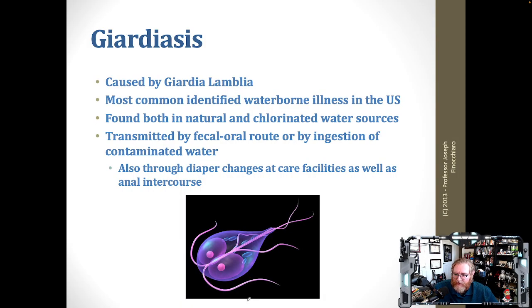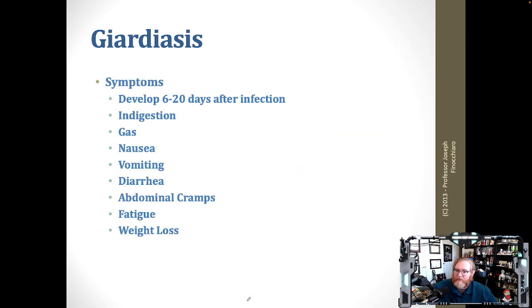Giardiasis, caused by Giardia lamblia, is the most common identified waterborne illness in the United States, found both in natural and chlorinated water sources, and is transmitted by the fecal-oral route or by ingestion of contaminated water. It can also be contracted through diaper changes at care facilities as well as anal intercourse.